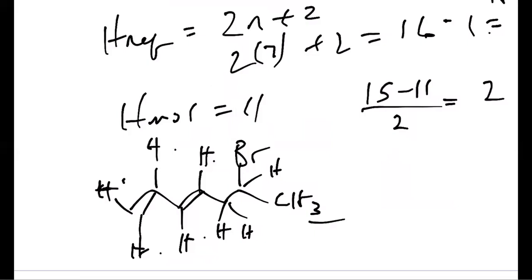Or if you want one of your degrees of unsaturation to be a ring, you could draw a 7-membered ring like that. Stick a double bond somewhere in that ring, and then put a bromine on the ring. Doesn't matter where, and then boom, it's going to match. It's going to be C7H11Br.